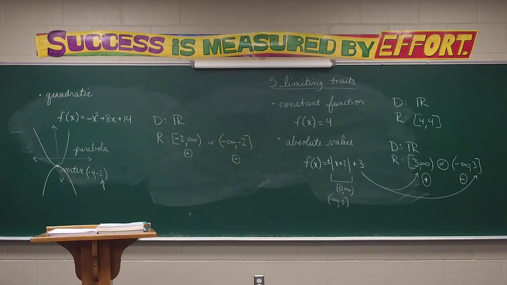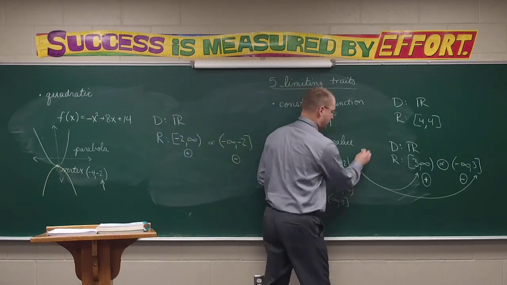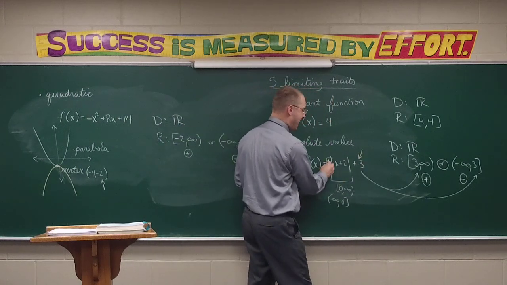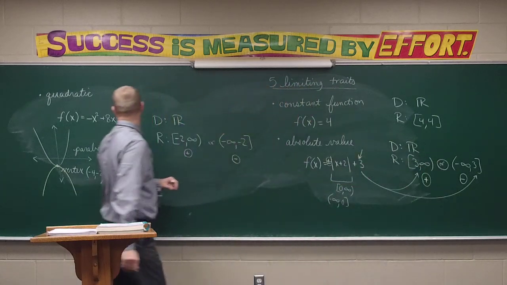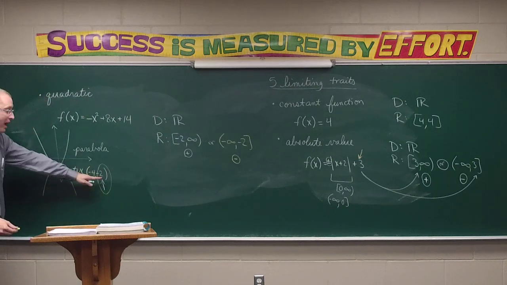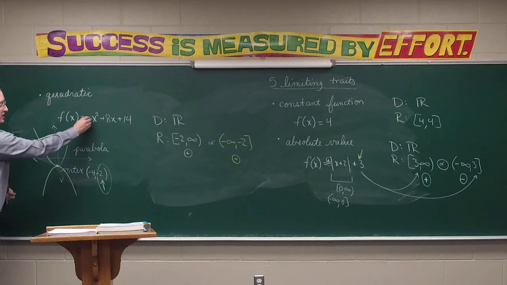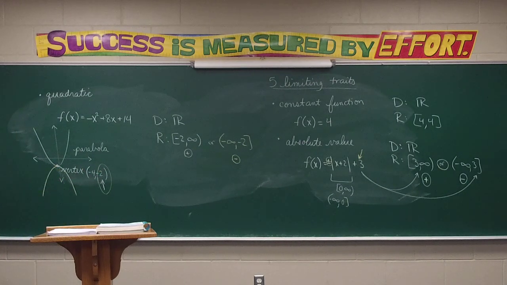Do you see how the quadratic and the absolute value are very similar? The positive or the negative is what hinges everything. Here, if you've got a positive, it's going to be this number to infinity. If you have a negative, it's going to be negative infinity up to that number. Well, for the quadratic, again, it all hinges on the vertex. It's either going to be the y value up to infinity, or if there's a negative, negative infinity up to the y value of the vertex. Does that make sense? That's just the nature of the quadratic.